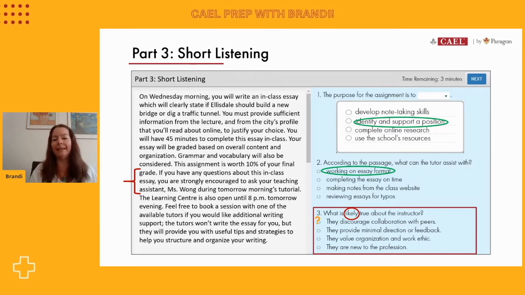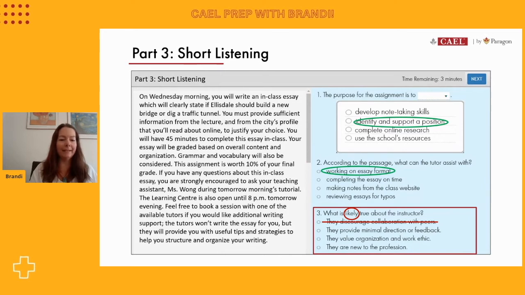So answer choice A here doesn't seem to make sense. It's not likely true about this professor. He doesn't discourage collaboration at all. In fact, it seems to me like he's encouraging people to speak up, ask questions, and share ideas. So we're going to eliminate answer choice A from consideration.